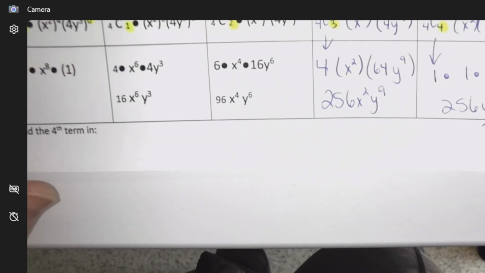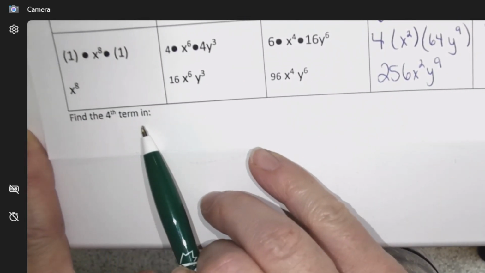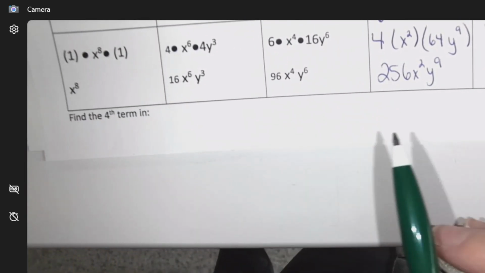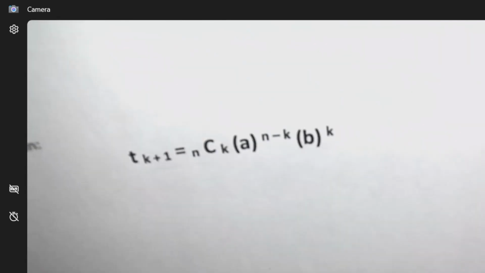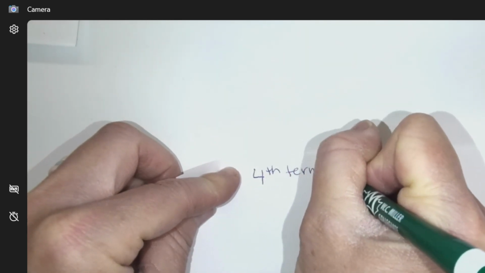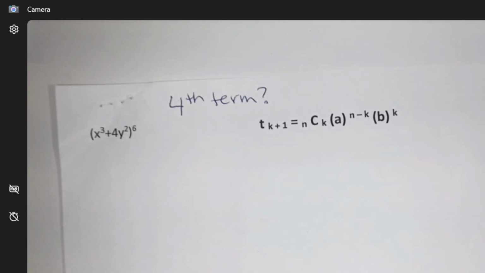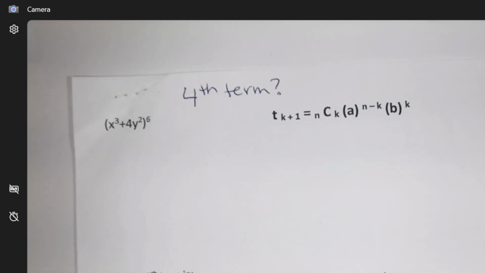Okay, we're going to do flipping the next page. I just realized the instructions for the question are here. Find the 4th term. That's supposed to be on the other page. So there's the question. It was supposed to have been transferred over. Find the 4th term.